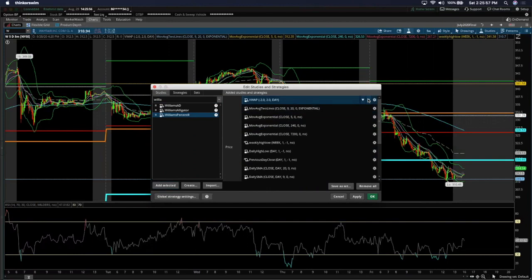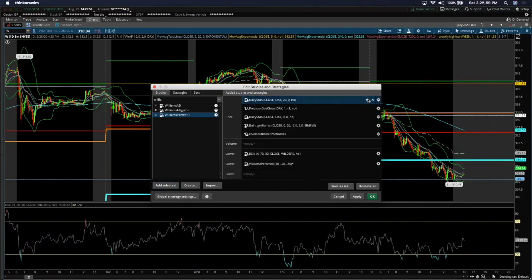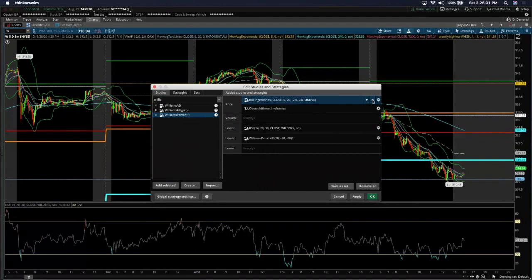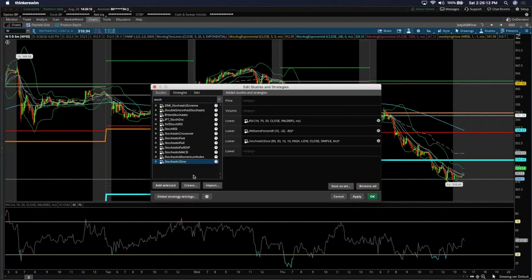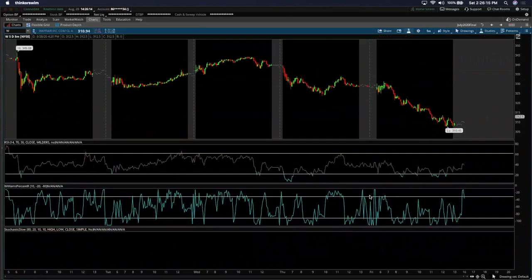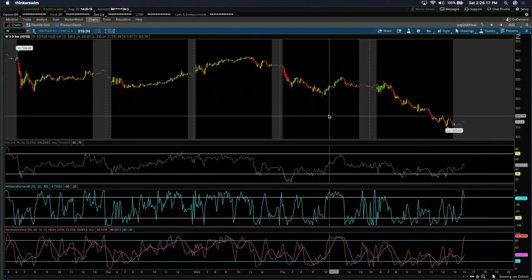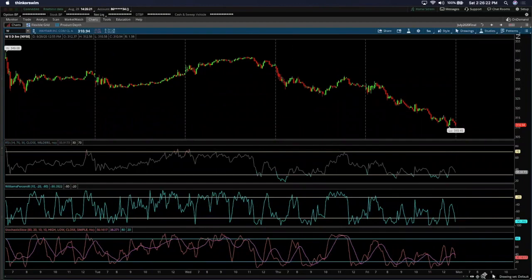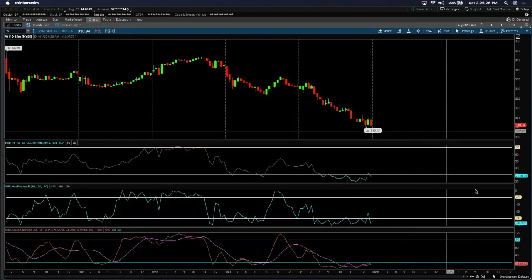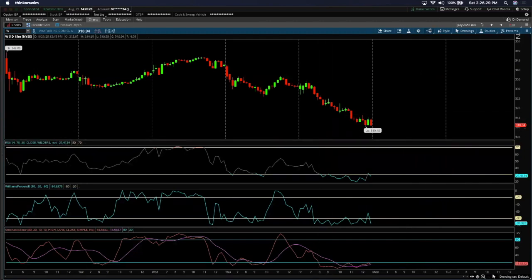Let me close everything we have. Okay, Williams percentage R and stochastic. Stochastic, add selected. Okay, now all three are added, and let me turn off the rest. So this is 5 minutes. I want 15 days.